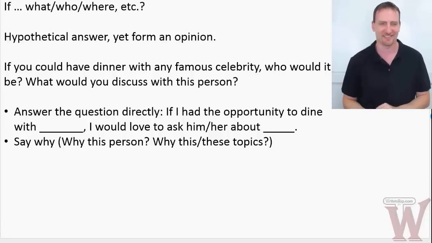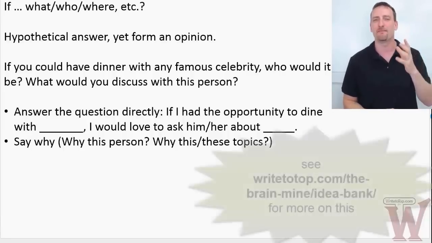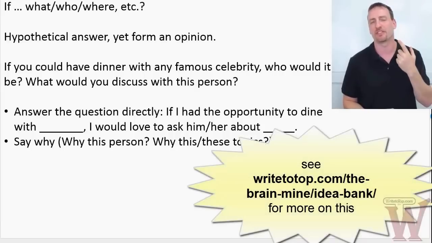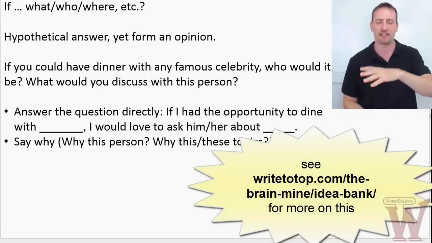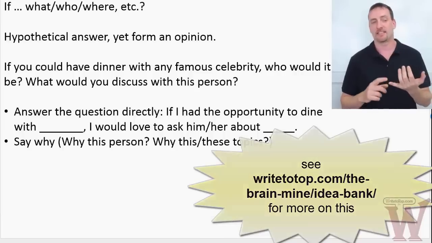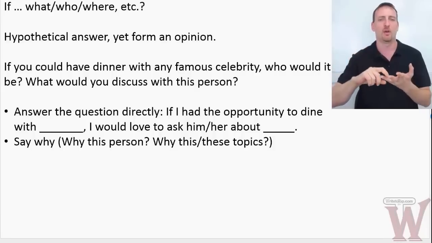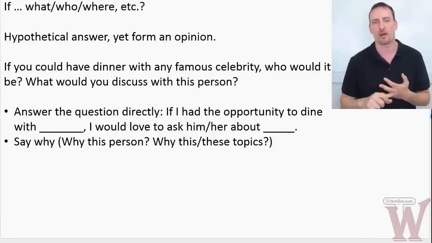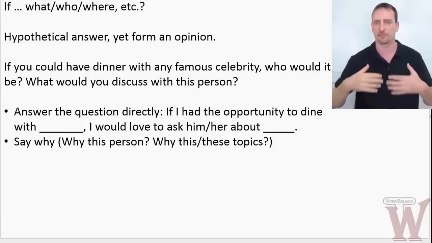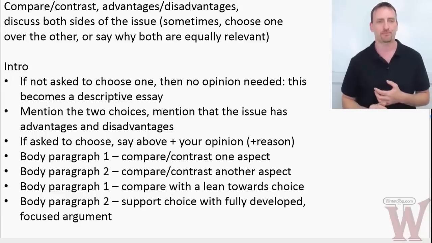Just an example here. So you can talk about anybody you want. Always have somebody ready in mind. It's good to have a famous person in your mind, always available, always ready for the speaking test, for the writing test, etc. And then say why. Why did you choose this person? Body paragraph 1. Why would you talk about these topics? Body paragraph 2. Very simple, very straightforward.